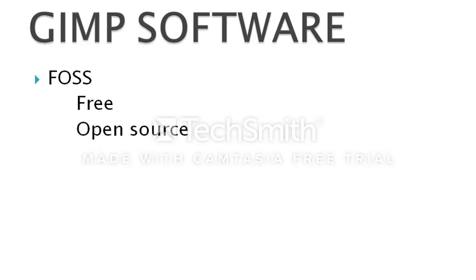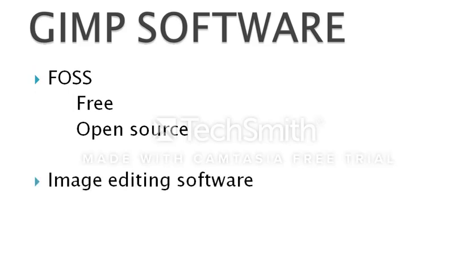GIMP stands for GNU Image Manipulation Program. It is a free and open source image editing software. Image editing may involve photo retouching, resizing, cropping, etc. GIMP can also be used as a simple paint program.